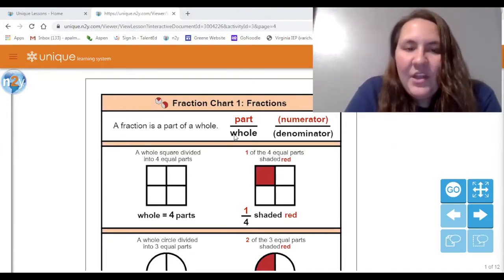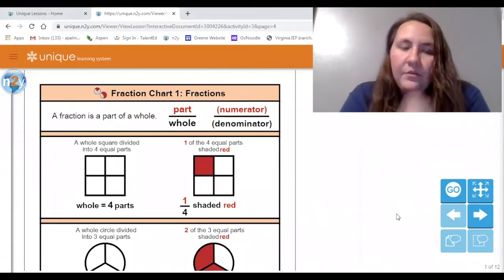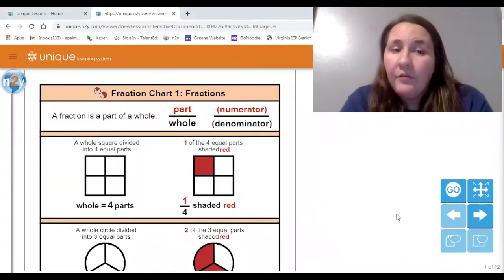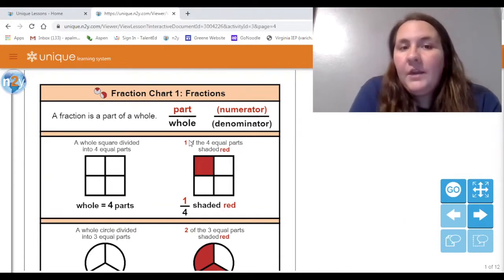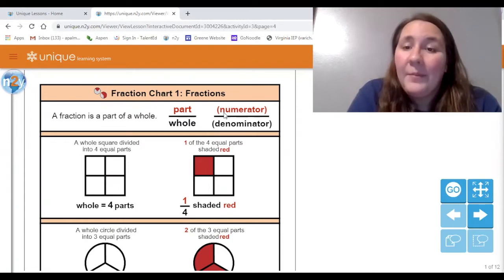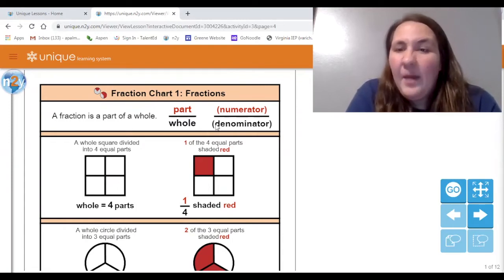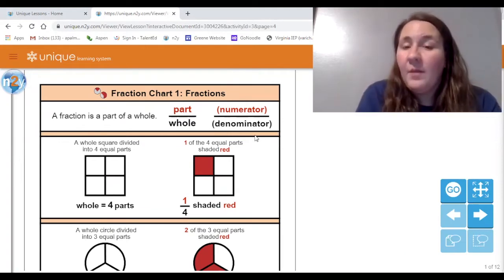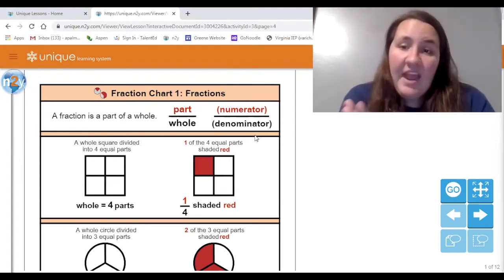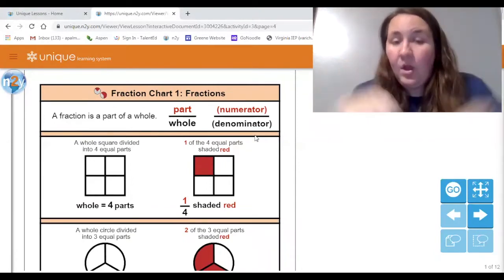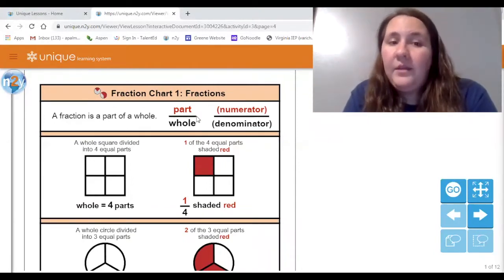Okay, so last time we reviewed the vocabulary terms that we use when we talk about fractions. The numerator, the number on top, is how many parts or how many pieces you have, and the denominator is the number on the bottom. That's how many the whole is. And remember, denominator and down start with the same letter D, so we know that the denominator is down on the bottom of our fraction, okay?